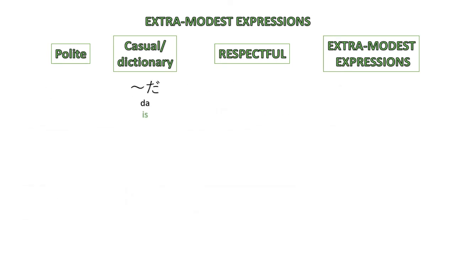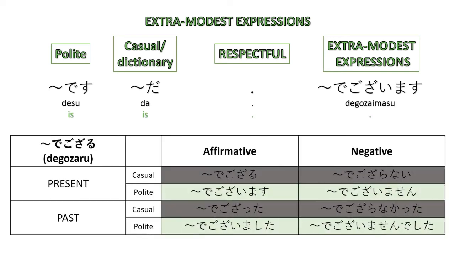Okay, so here we have the casual form, dictionary form of desu, which means is. It has no respectful form, but its extra modest is de gozaimasu. De gozaimasu comes from de gozaru. And de gozaimasu is conjugated as de gozaimasu, de gozaimasen, de gozaimashita, de gozaimasen deshita. Alright.